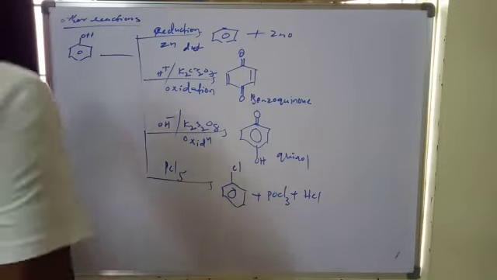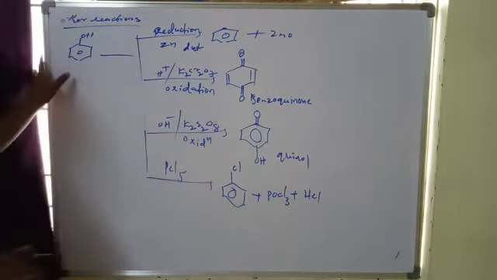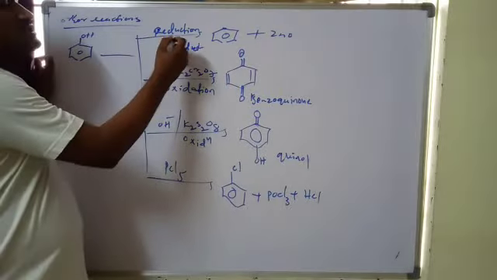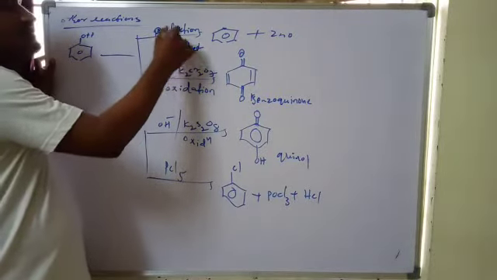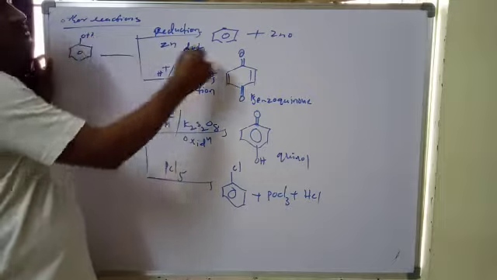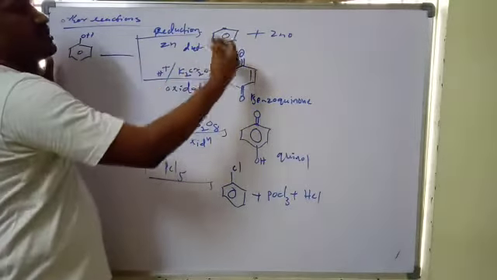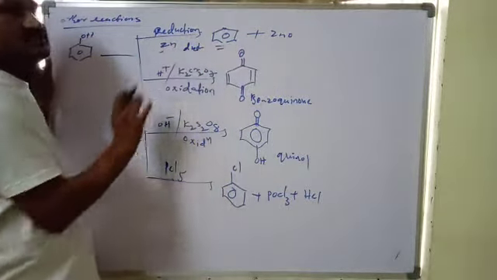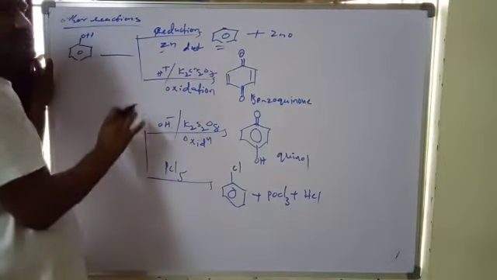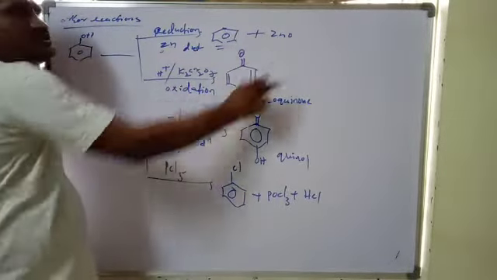So next to phenol, some other reactions. Phenol upon reduction with zinc dust: oxygen is eliminated and simply benzene is the product. This is the reduction reaction, and the byproduct is zinc oxide.